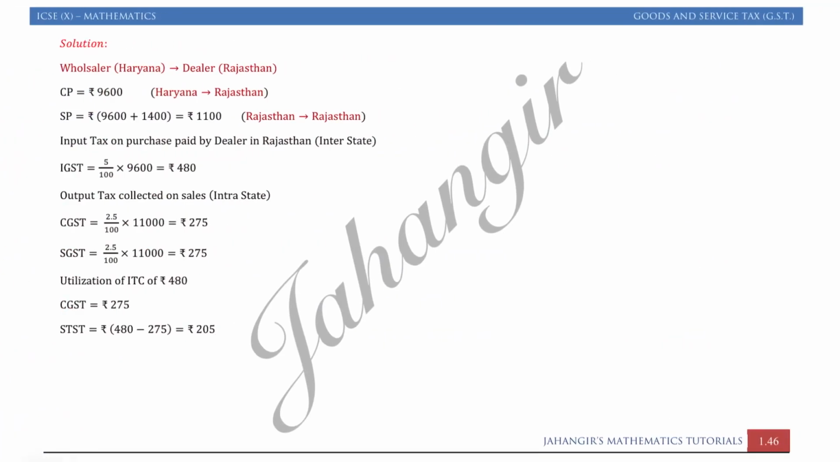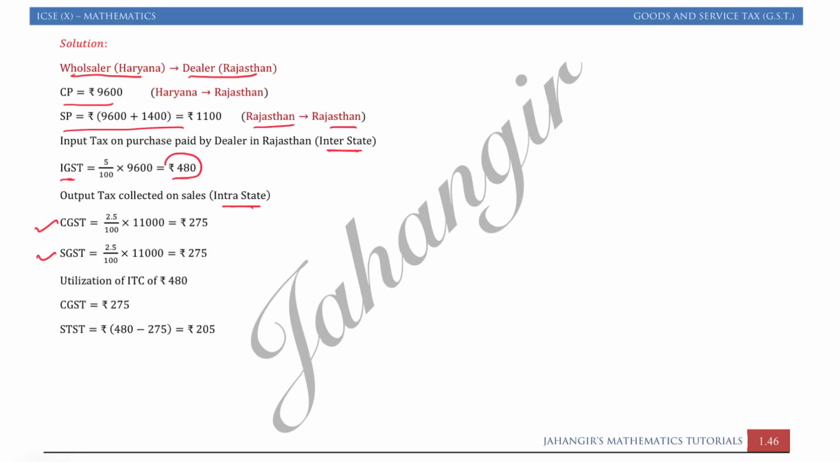See, here I had written the same part in the proper format. Wholesaler to dealer: the wholesaler is in Haryana and the dealer is in Rajasthan. So the cost price is Haryana to Rajasthan and the selling price is Rajasthan to Rajasthan. Input tax is interstate, from Haryana to Rajasthan, so tax goes to IGST as credit tax. Output tax collection is intrastate, so it comes under CGST and SGST.